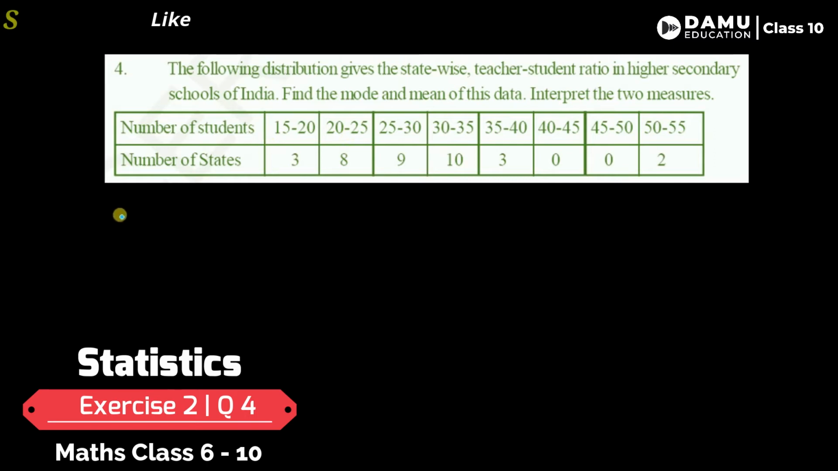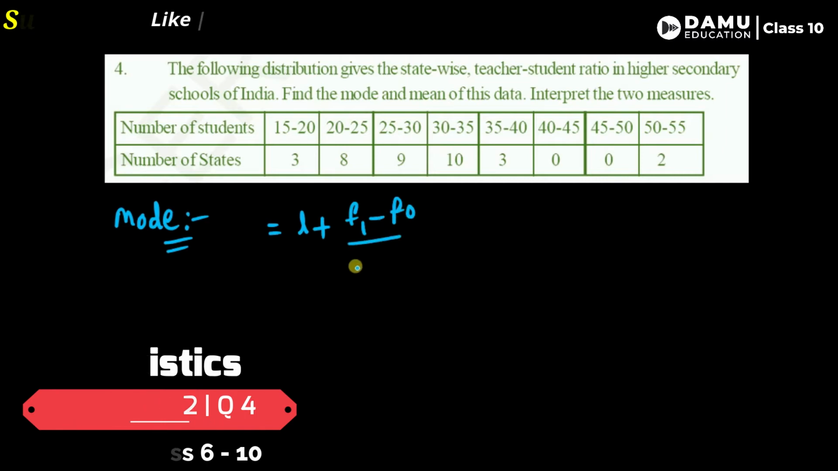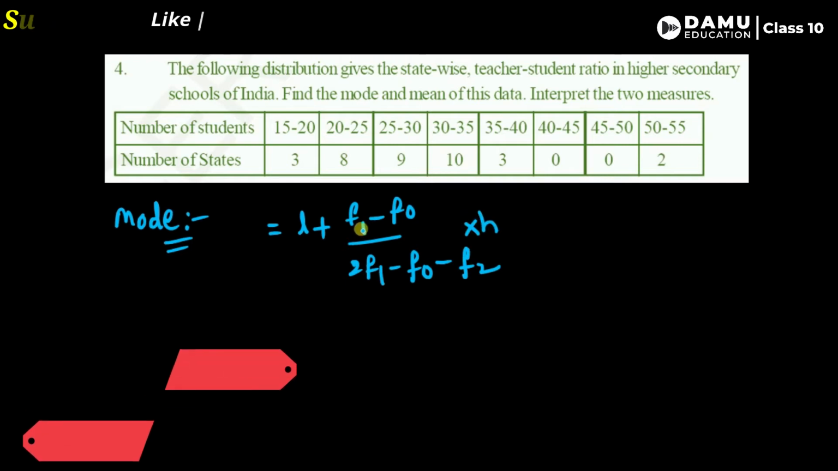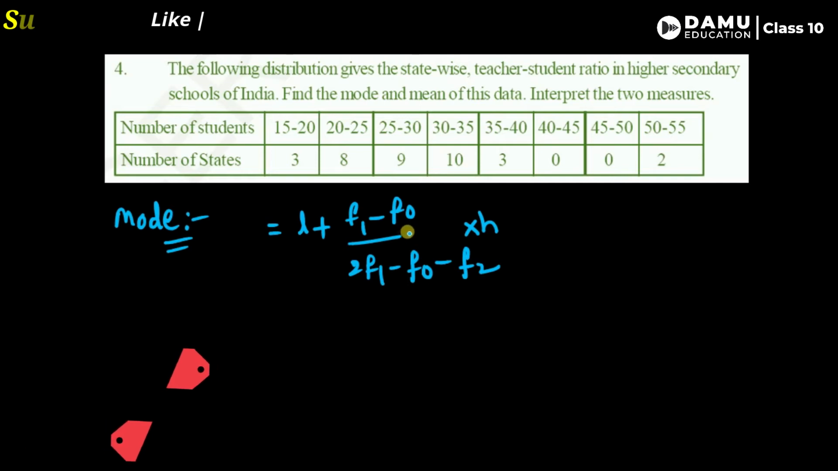So first we are going to calculate the mode. What is the mode formula? The mode formula is l plus (f1 minus f0) by (2f1 minus f0 minus f2) into h. Here f1 is the modal class frequency, f0 is the preceding class frequency, and f2 is the successive class frequency. h is the class length.